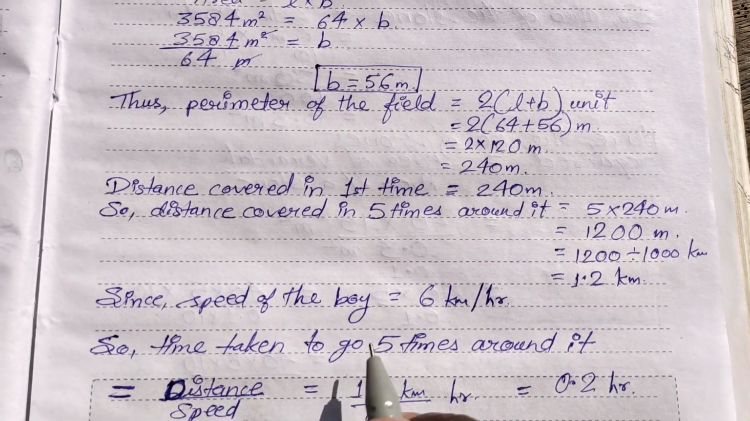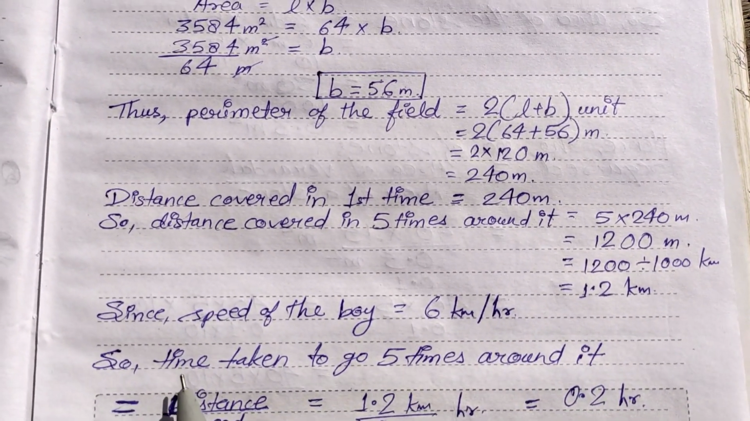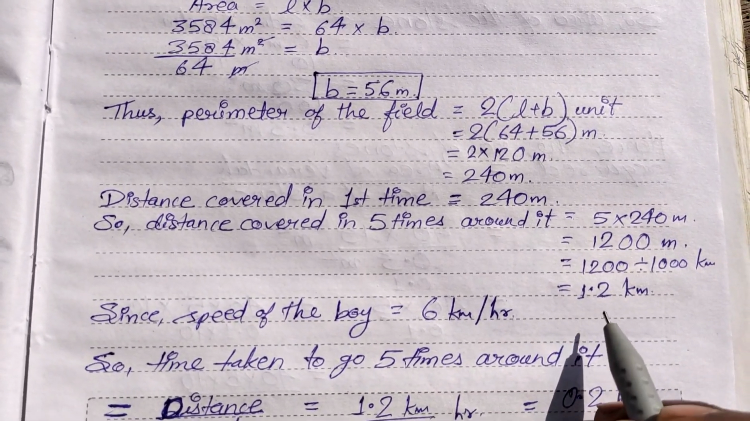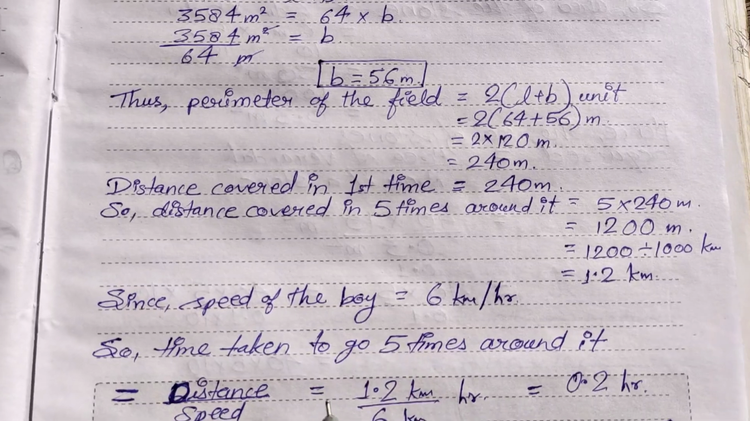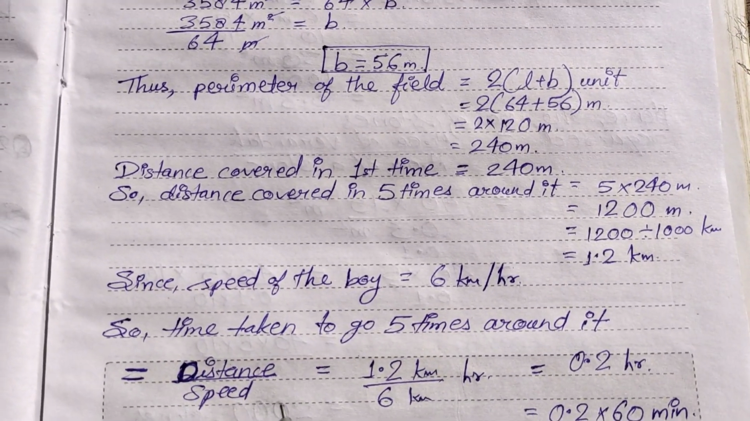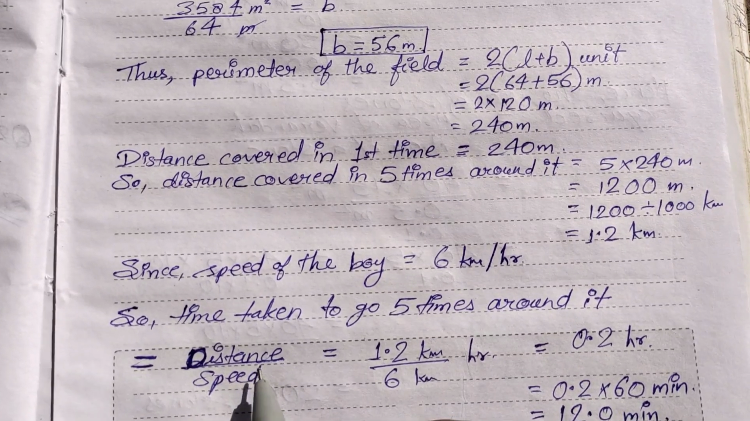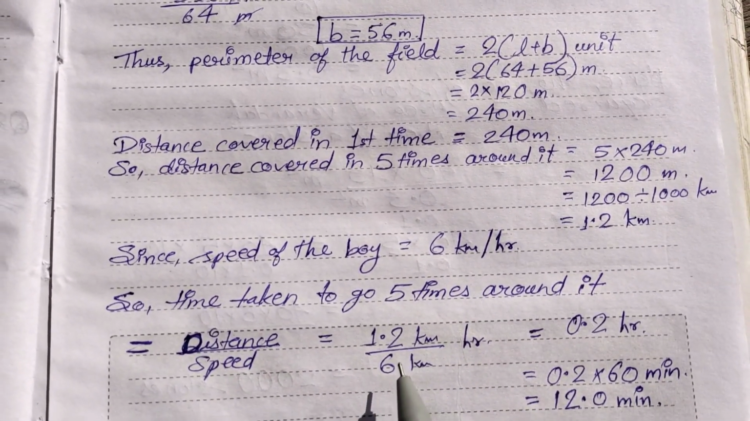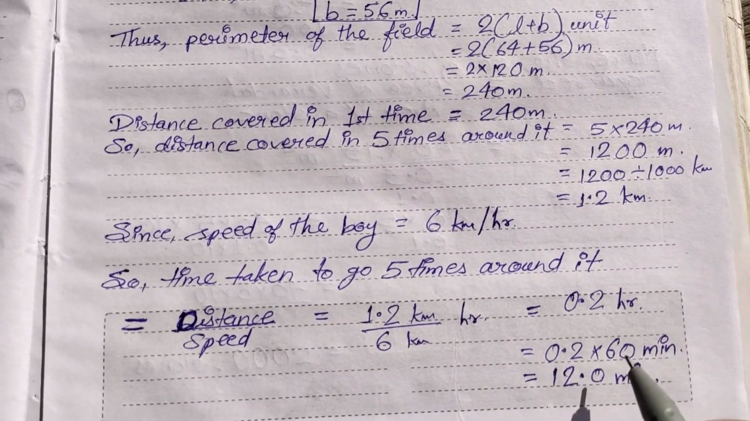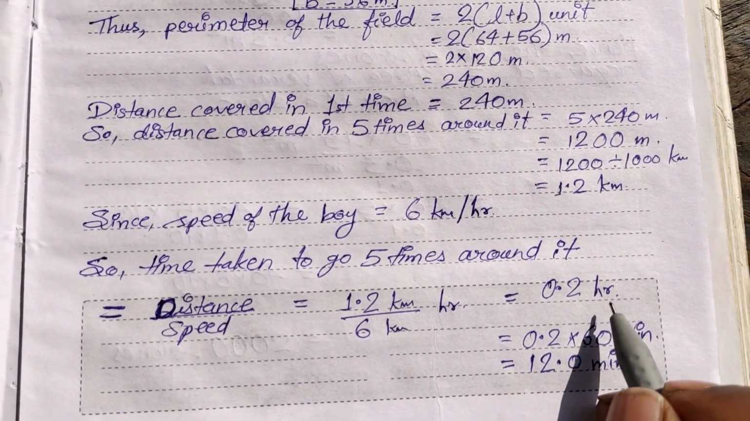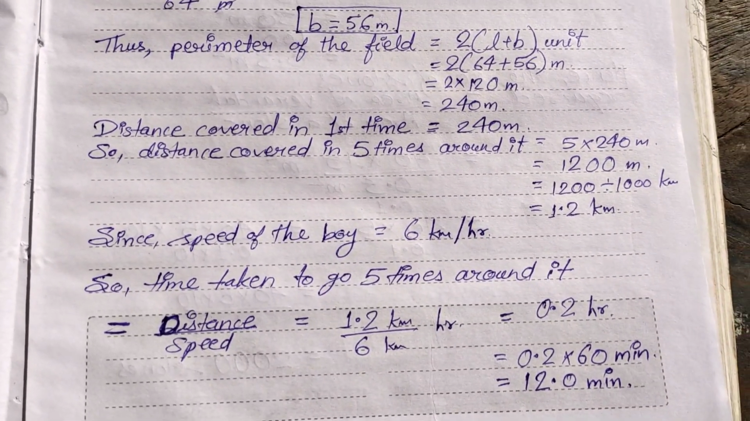Since the speed of the boy is 6 km per hour, speed is given, and we have taken out the total distance, that is 1.2 kilometer. So we have distance, we have speed. Now we have to take out the time taken. So time taken to go 5 times around is equal to distance upon speed. Total distance is 1.2 kilometer and speed is 6 km per hour. Dividing, we have 0.2 hour. Convert this hour into minutes, multiplying with 60, we have 12 minutes.